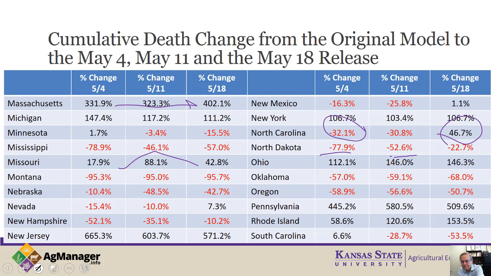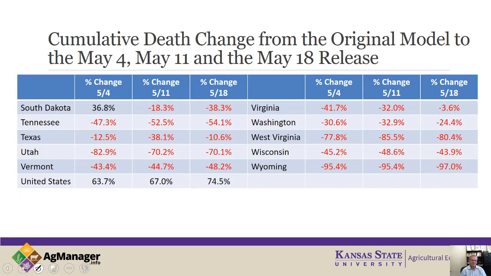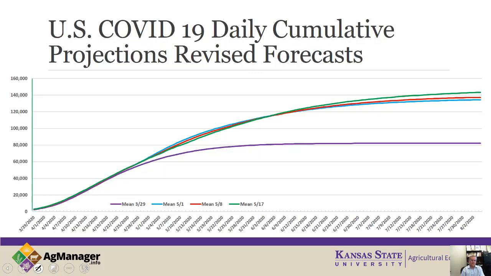Conversely, same type of thing in North Dakota in terms of from negative 77% to negative 22%. And so, again, you can look at this. Utah, in terms of, again, forecasted more deaths here. But you can see these numbers. The U.S. as a whole, in some respects, increase of 64%, 67% from the original model to May 11th, and then May 18th continues to rise.